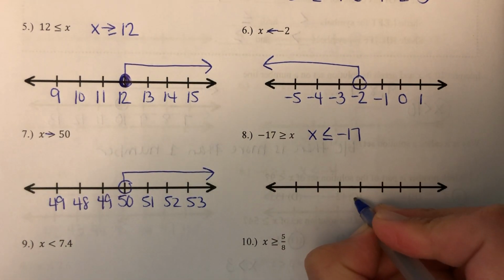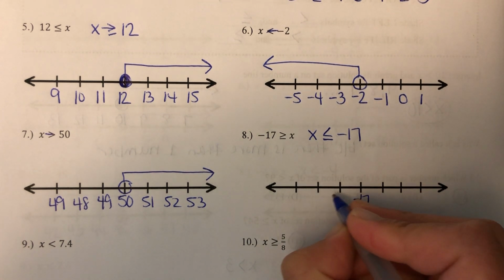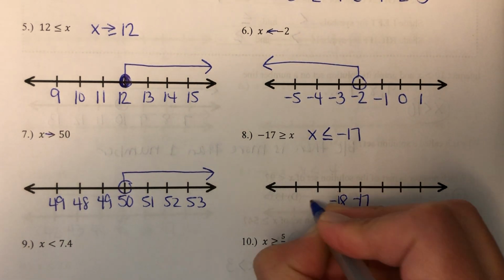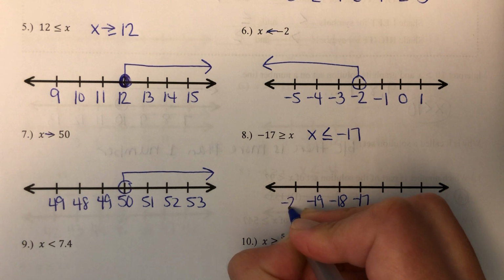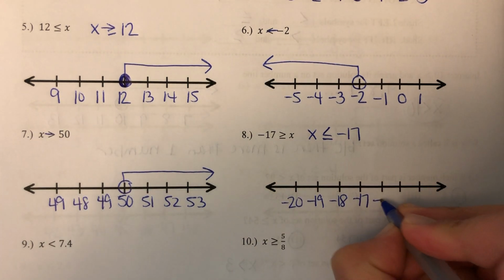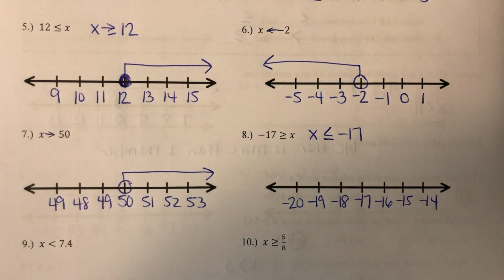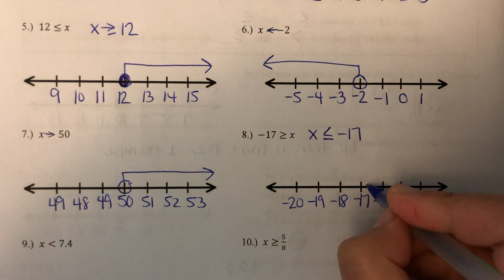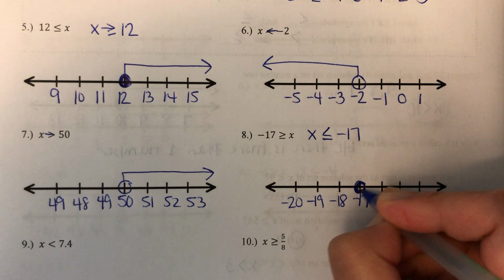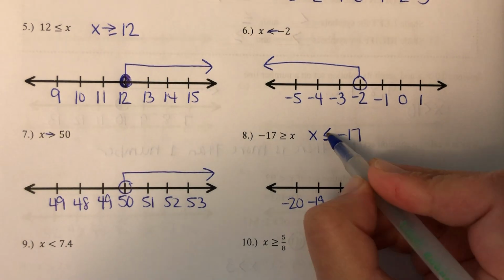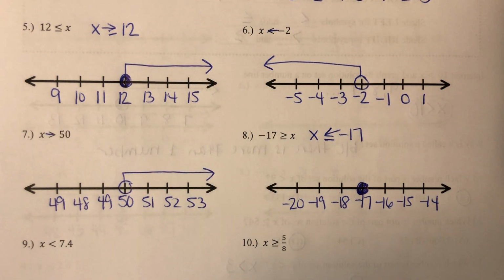All right, so -17 in the middle. Colder is -18, -19, -20. Now we're getting warmer, -16, -15, -14. Has the equal to on it, so now we're coloring it in. Arrow is pointing to the left.